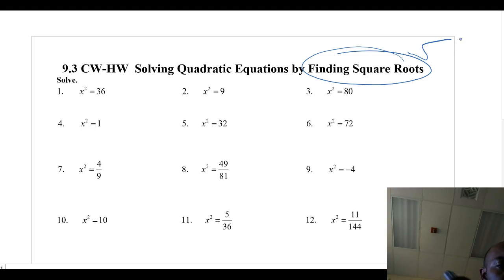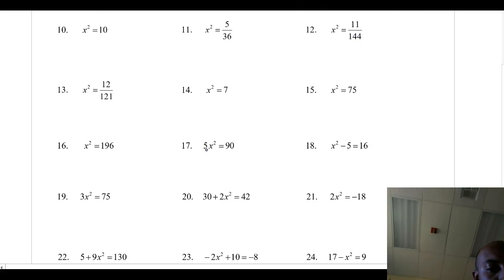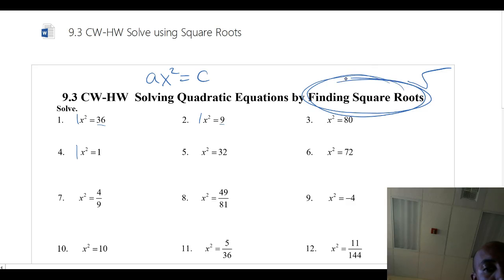When you look at all these problems, they all have some number, a, which in a lot of cases is just 1. Like number 1, number 2, number 4, it's 1. But if we go down here, sometimes it's like 5 or 3. Whatever the case, we're going to have some number a, and then x squared equals another number, such as 36, or 9, or 32, or 1, or 72. So we're going to have one number on the left and one number on the right, and that's what we have to have in order to solve by using square roots.